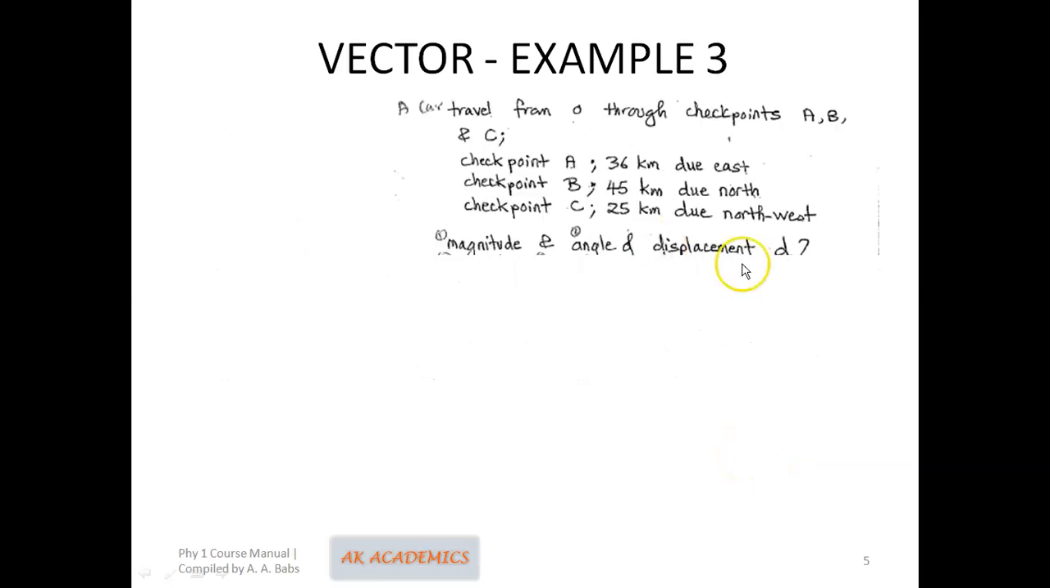The third example on our vector topic: a car travels from point O through checkpoints A, B, and C. Via checkpoint A, it traveled 36 kilometers due east. Via checkpoint B, it traveled 45 kilometers due north. And then via checkpoint C, it traveled 25 kilometers northwest. Find the magnitude and the angle of displacement of the car.